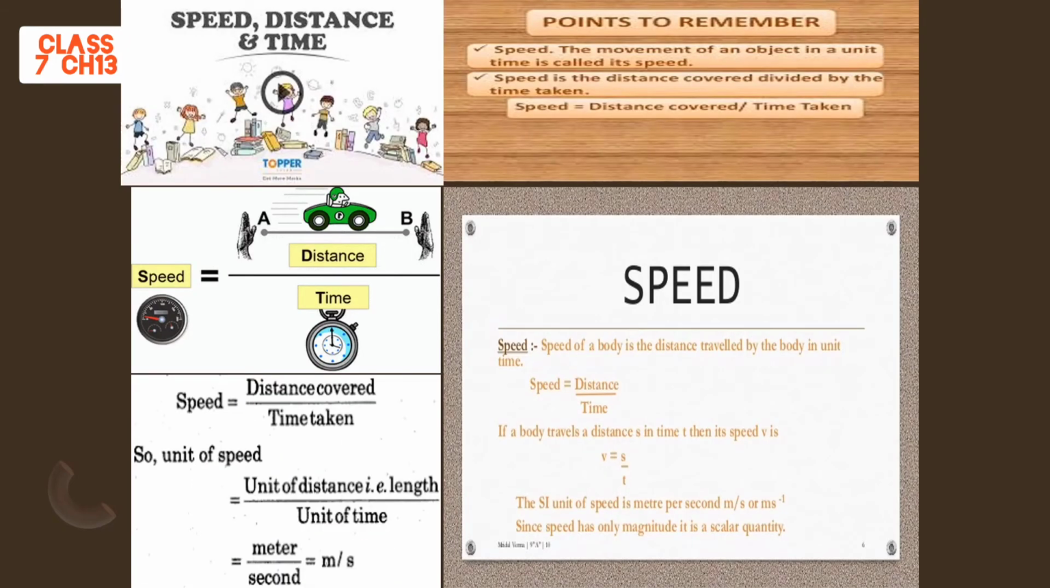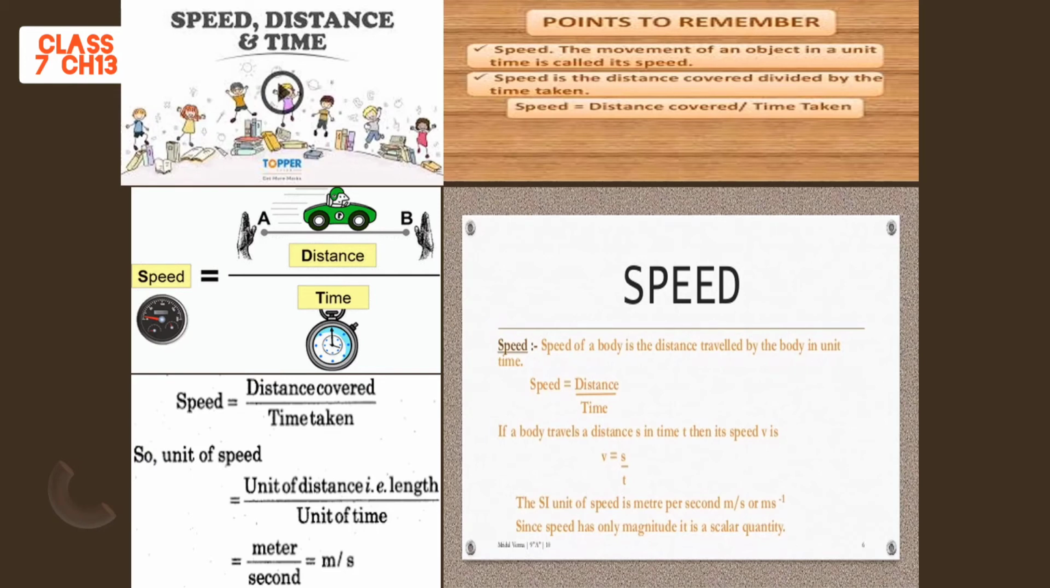Coming to the next topic, that is the speed. The movement of an object in unit time is called speed. Speed is the distance traveled by the body in unit time. Now, coming to the formula, speed is equal to distance covered by time taken. Coming to the unit of speed, speed is unit of distance upon unit of time. We know that unit of distance is meter, unit of time is second. So the unit of speed is meter per second. So the SI unit of speed is meter per second.